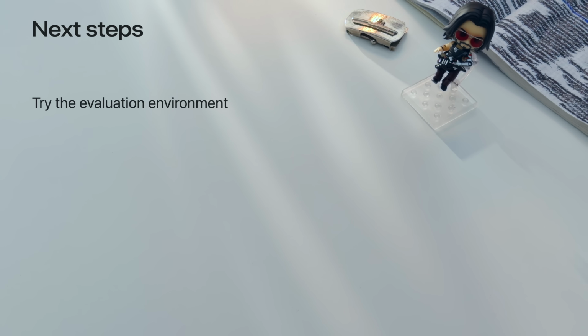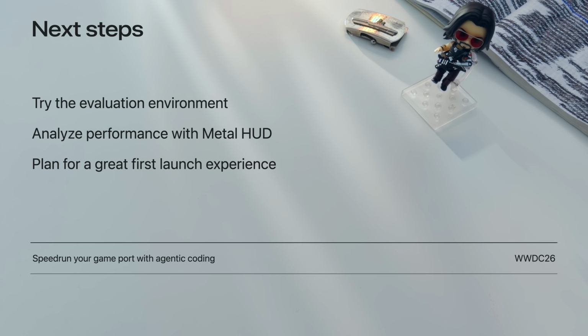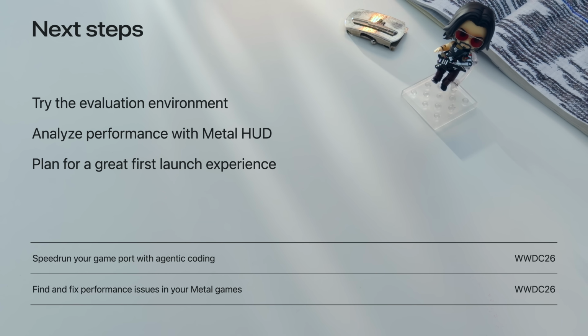If you're feeling inspired, try out Game Porting Toolkit's evaluation environment to see how your next game runs on macOS. There's no code required, and setup is fast. Use MetalHUD to evaluate your game's performance within Game Porting Toolkit. Then, make your game stand out with a great first launch experience. Provide optimized settings for your players and enable platform-native features like EDR and head-tracked spatial audio with AirPods. Check out "Speedrun your game port with agentic coding" to learn about new agentic skills in Game Porting Toolkit 4. Finally, you can discover powerful analysis tools in "Find and fix performance issues in your Metal games."